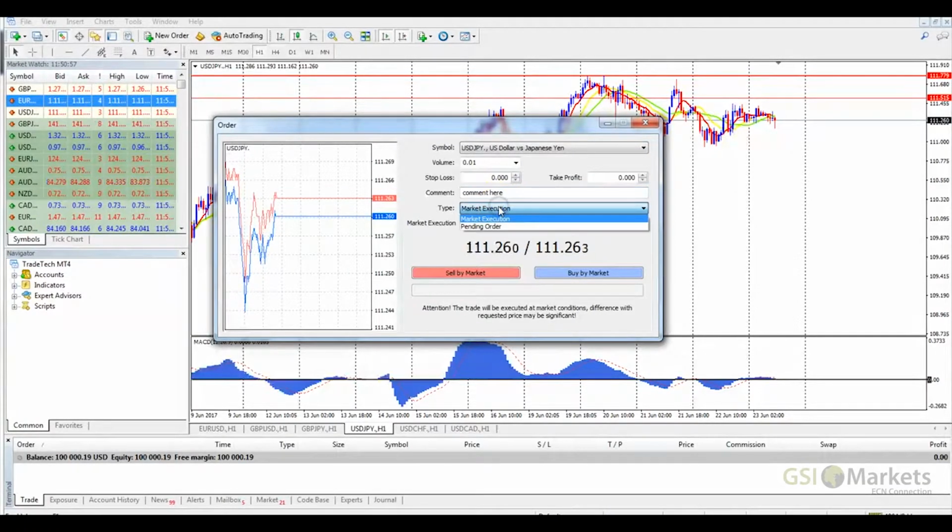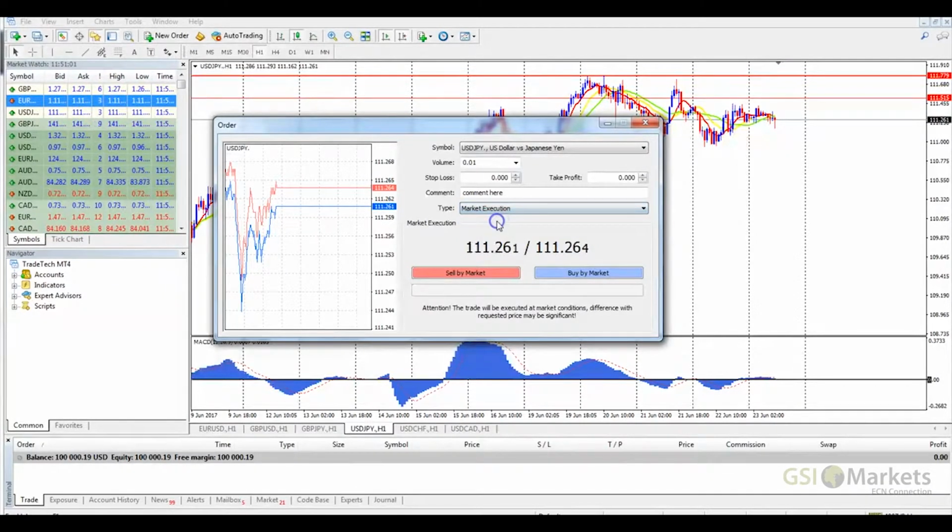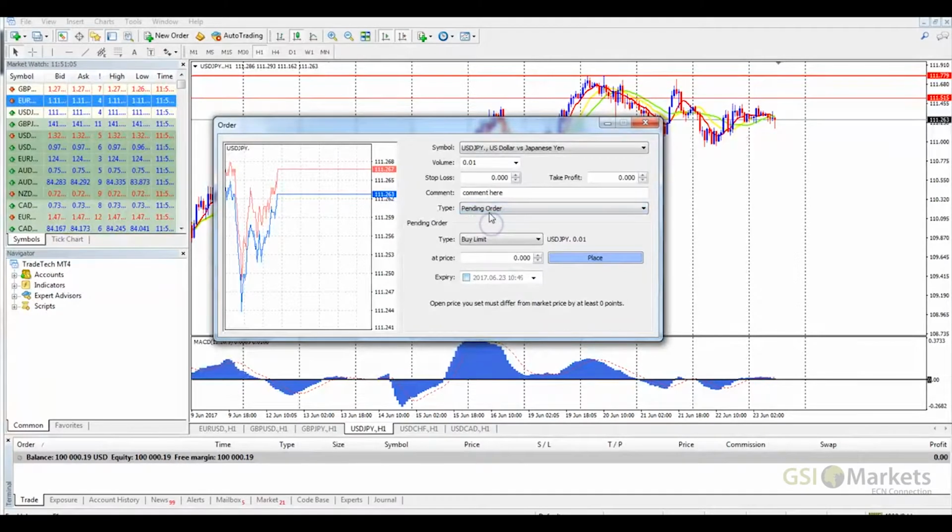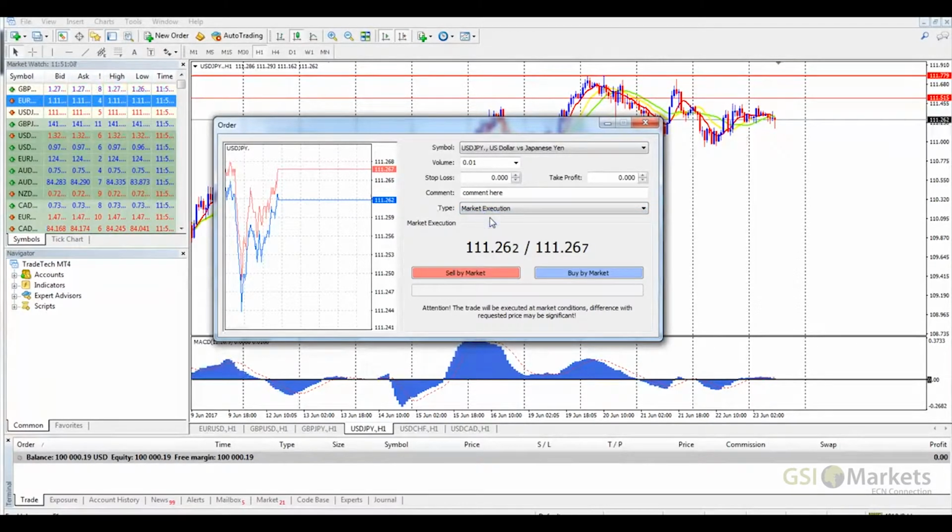Finally, we have the different types of order. Market execution is an order that is immediately executed at the current price. We will look at other types of order in future videos.